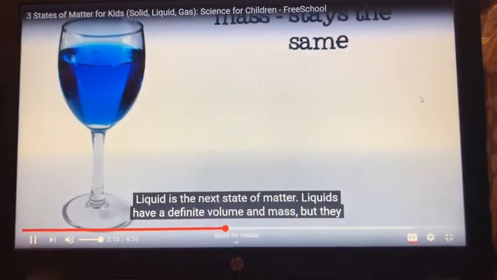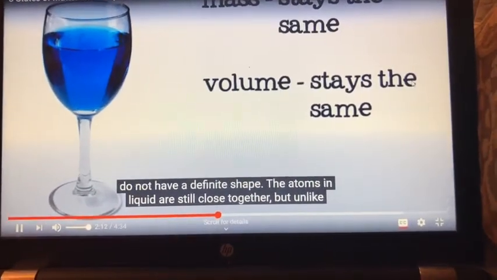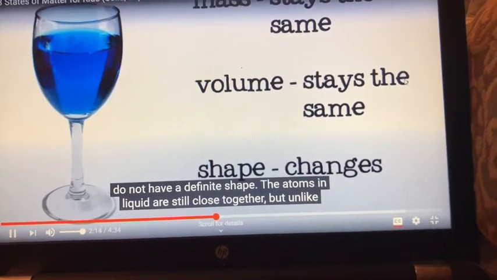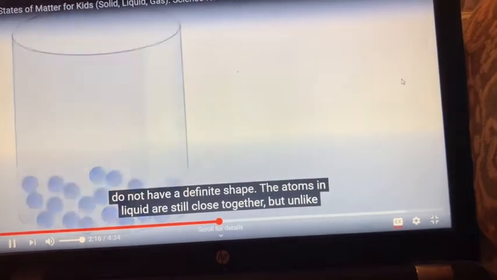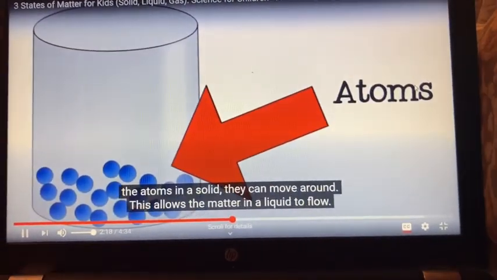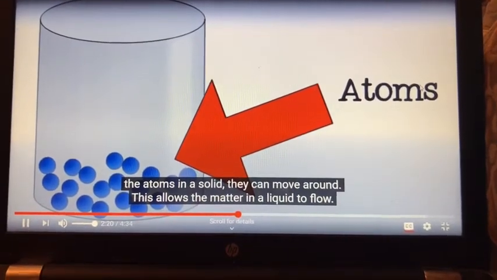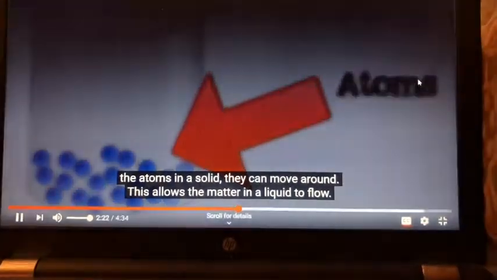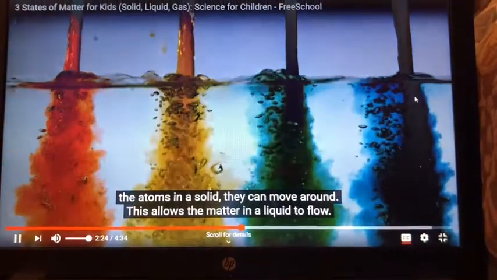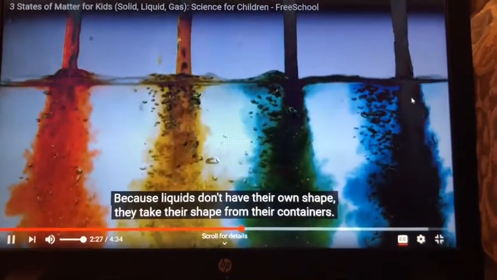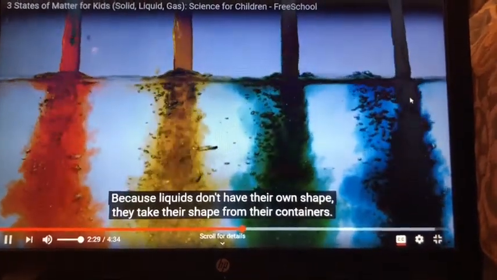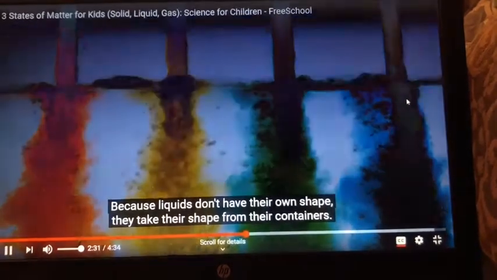Liquids have a definite volume and mass, but they do not have a definite shape. The atoms in liquid are still close together, but unlike the atoms in a solid, they can move around. This allows the matter in a liquid to flow. Because liquids don't have their own shape, they take their shape from their containers.